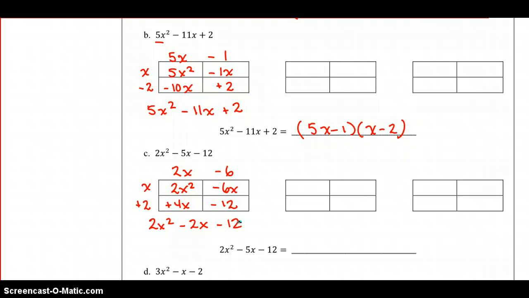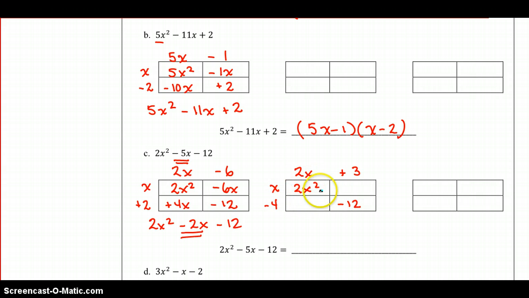So again, our first and last terms match, but our x term does not have the right coefficient. So how about 2x and x? That still gives us our 2x squared. We try a positive 3 and a negative 4. That will give us a negative 12.